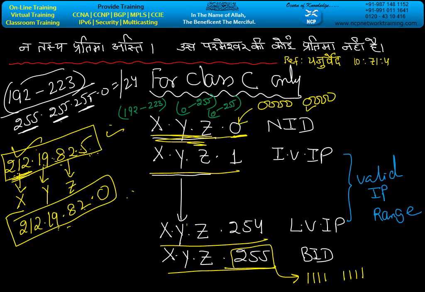Broadcast ID: let's say a number is given, what will be the broadcast ID? The number is 32 bits. How will you find the broadcast ID for this number? If the host bits are all ones, that is the broadcast ID. Any number with all host bits as ones is a broadcast ID. This is the pattern: X equal to 212, Y equal to 19, Z equal to 82.